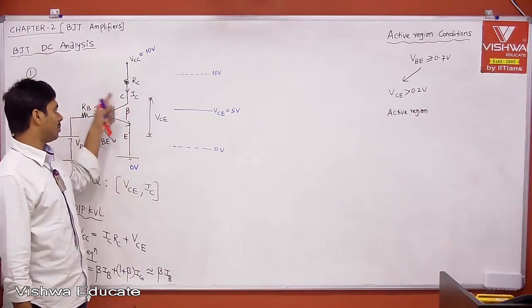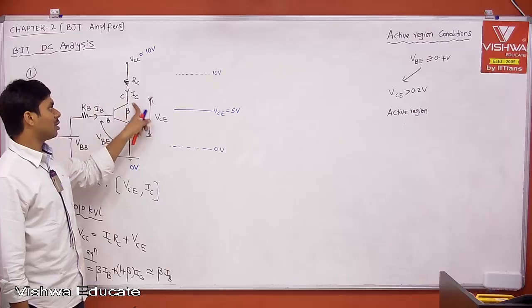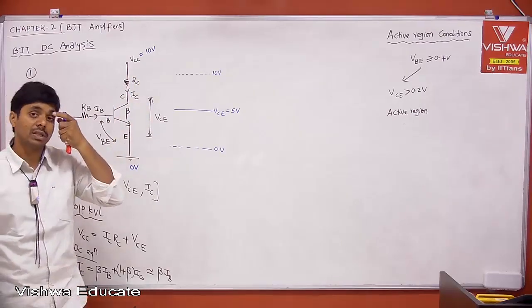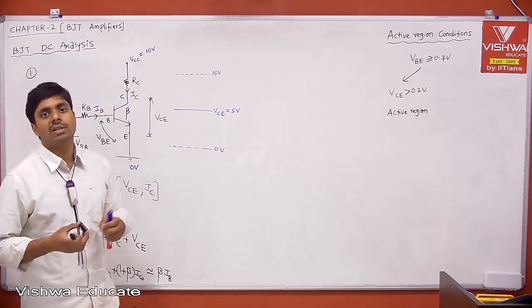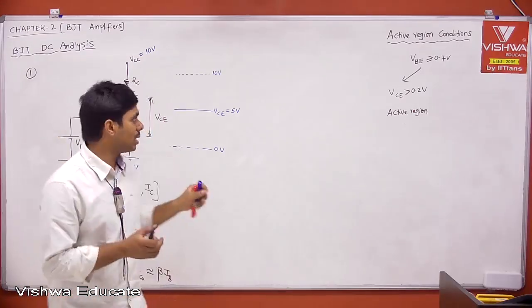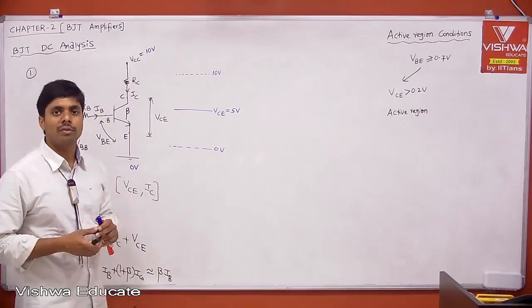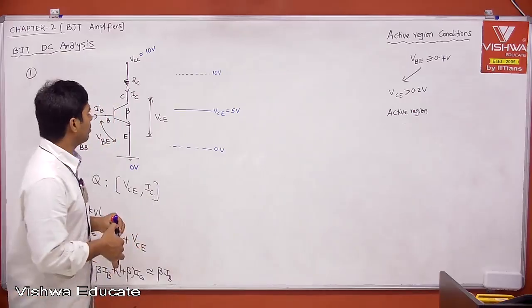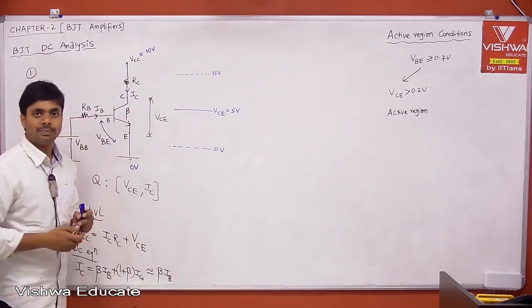If IC is known to you from input port and input to output translation through beta, then once you know IC, choose RC to get half of the voltage which is VCC by 2. In this example, I have taken VCC is equal to 10 volts. If I take VCC 5 volt, then I want drop across RC to be equal to 2.5, then I will get VCE is equal to 2.5. I hope this is clear to you, right? Here I have taken the example 10 to 0, therefore VCE is equal to 5 volt.